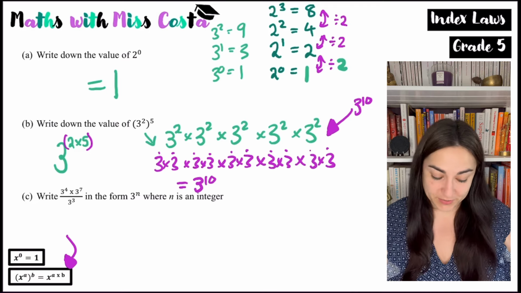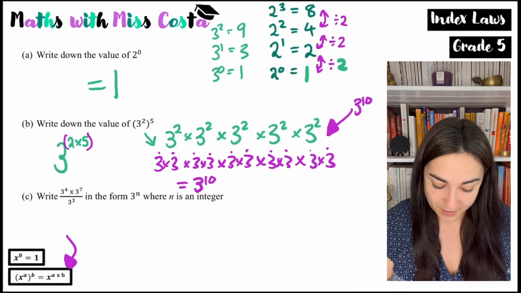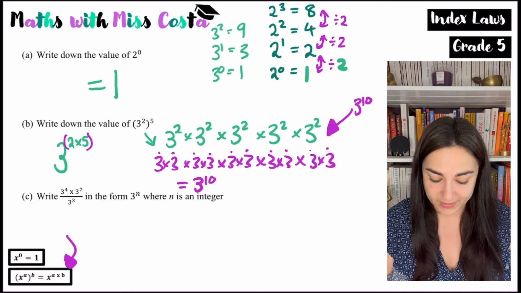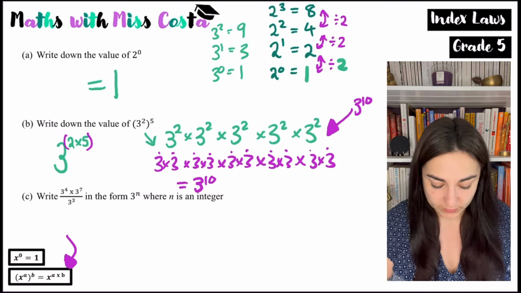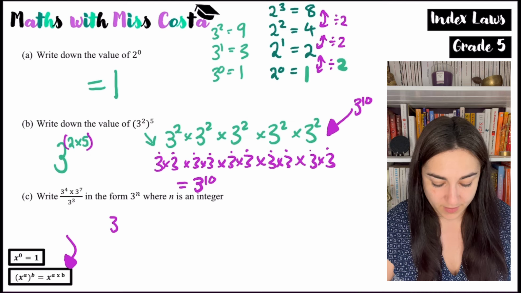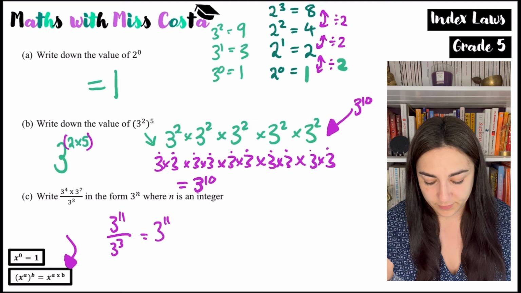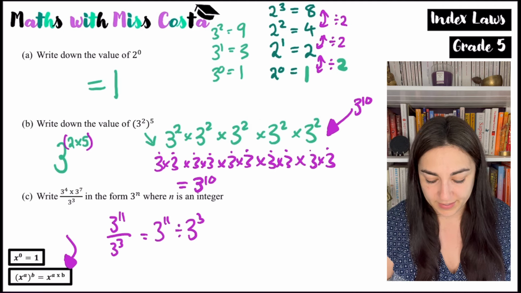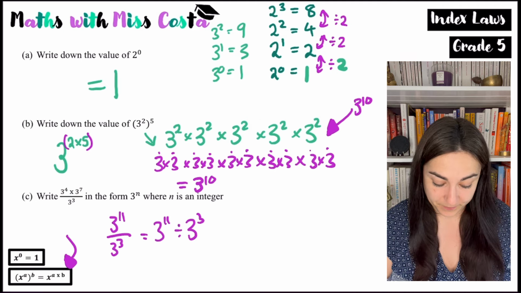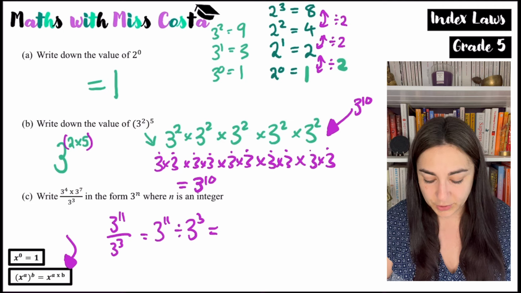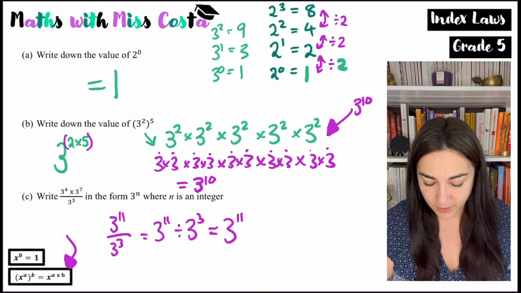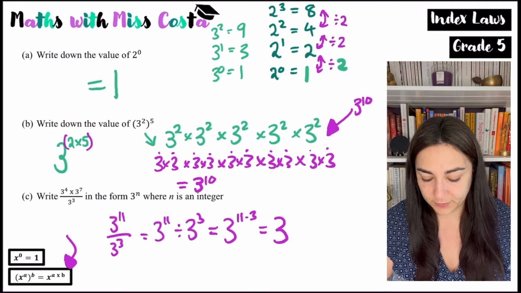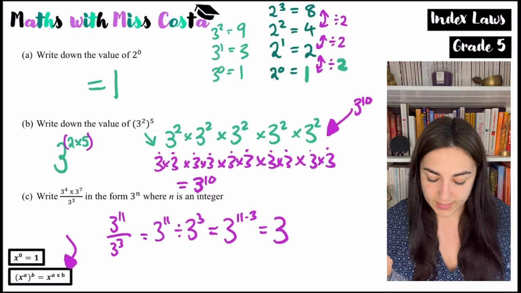And for the next question, we're combining them. So we've got 3 to the power of 4 times 3 to the power of 7 over 3 cubed. Once again, if you know your laws of addition, you know that that would become 3 to the power of 11 over 3 to the power of 3. Using the laws of division, you subtract the powers, so that would become 11 take 3, which is 3 to the power of 8.